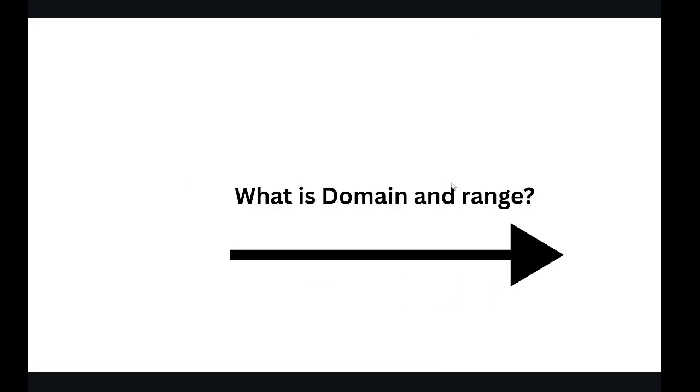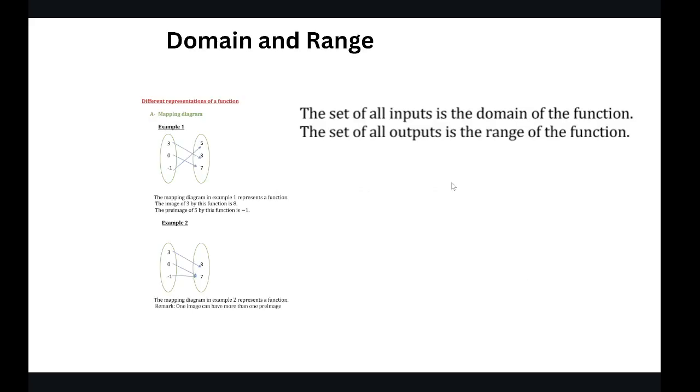Let's move on now. What is domain and what is range? This is the same definition that I pasted before. Hopefully you remember it. The set of all inputs, so our x values, is the domain of the function, and the set of all outputs is the range of the function. So the outputs are y. Over here, this would be your x, and this would be your y.